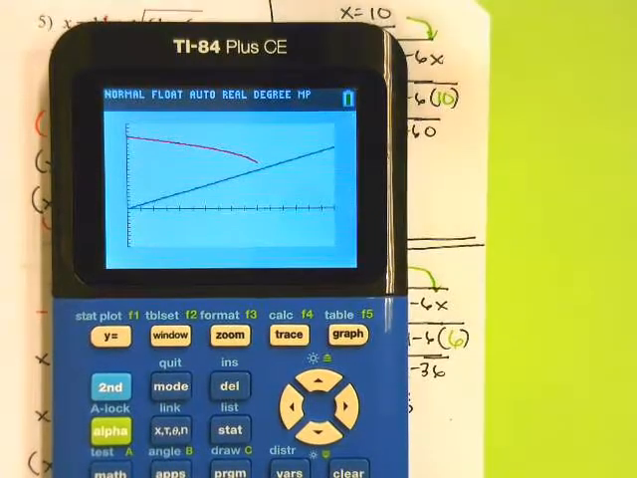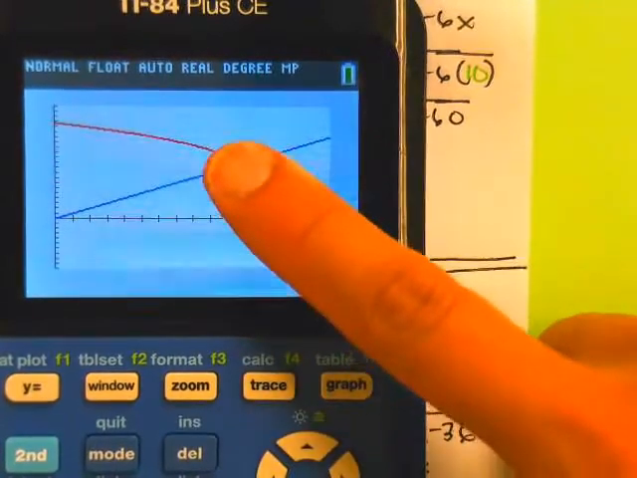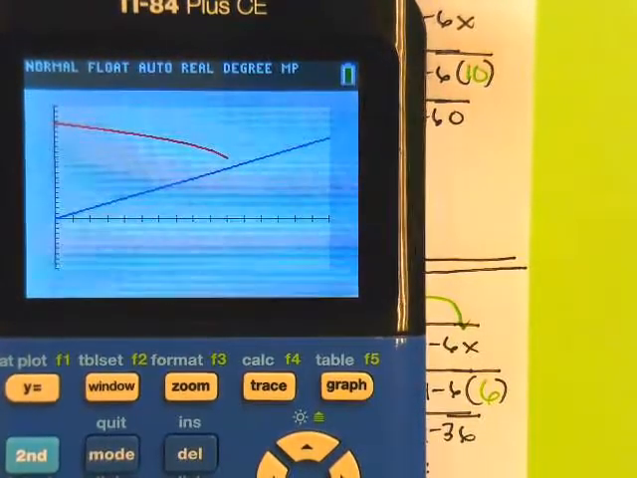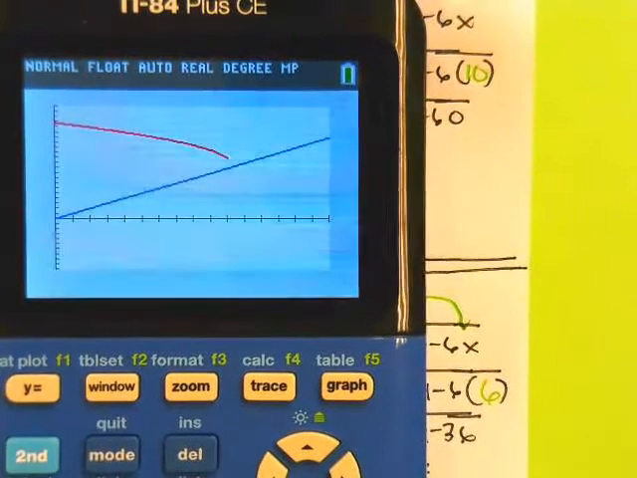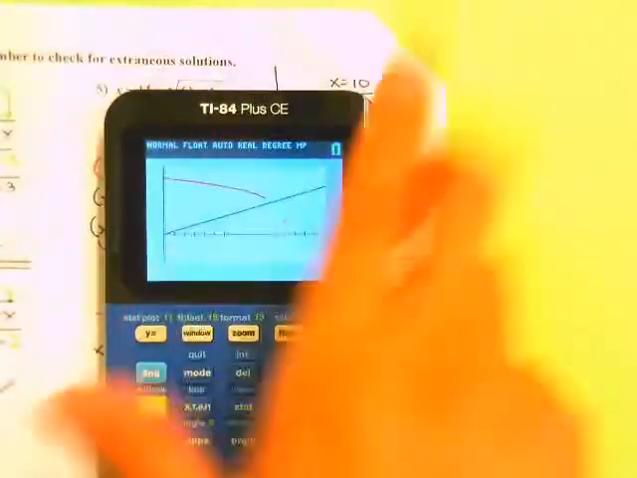Okay, so if you take a look, it's kind of close, but it does not intersect at all. It's like, I want to touch you, but I cannot, you know? So it doesn't touch, they're not intersecting at all. So this is why it is a no solution.